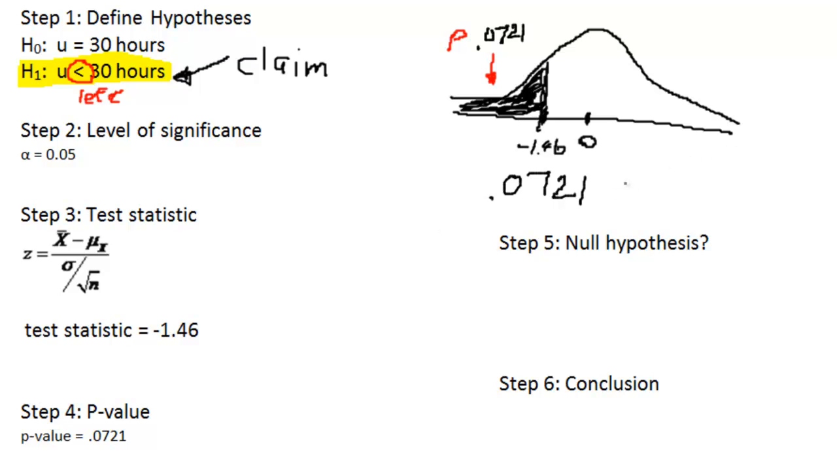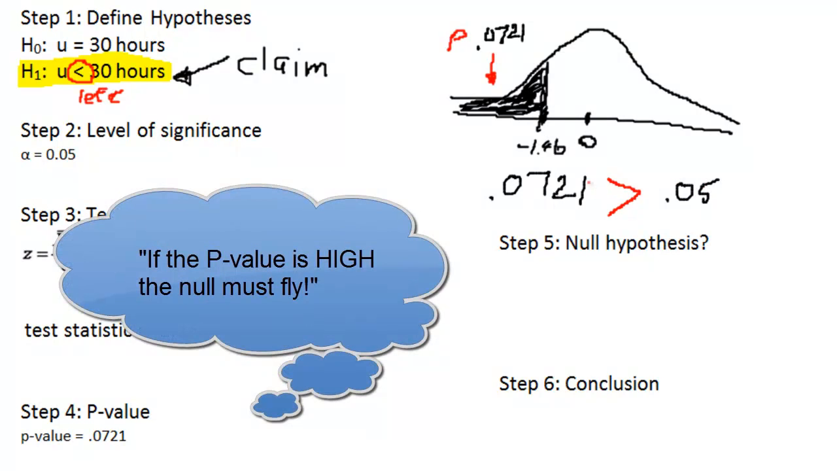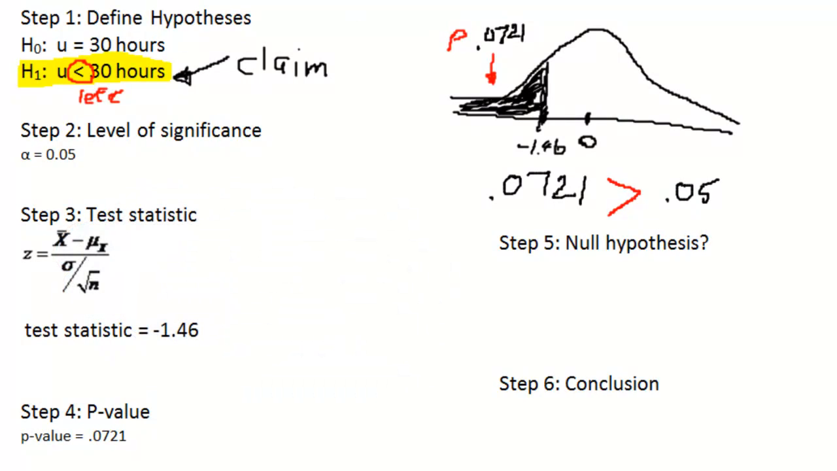I'm going to compare that to our level of significance that we were given in step 2, which is 0.05. And I hope you see that obviously 0.0721 is greater than 0.05. Right? It's greater than 5%. So this is how the phrase goes: if the p-value is high, then the null must fly. All right? If the p-value is high, the null must fly.